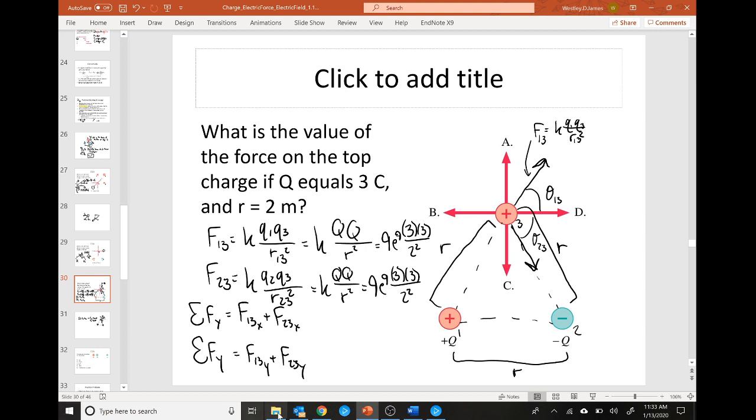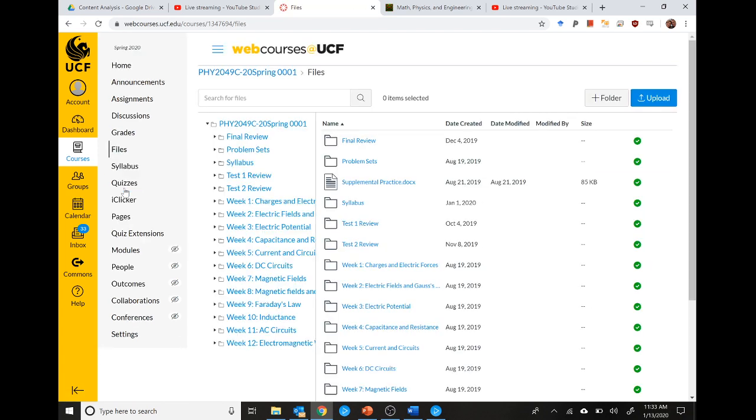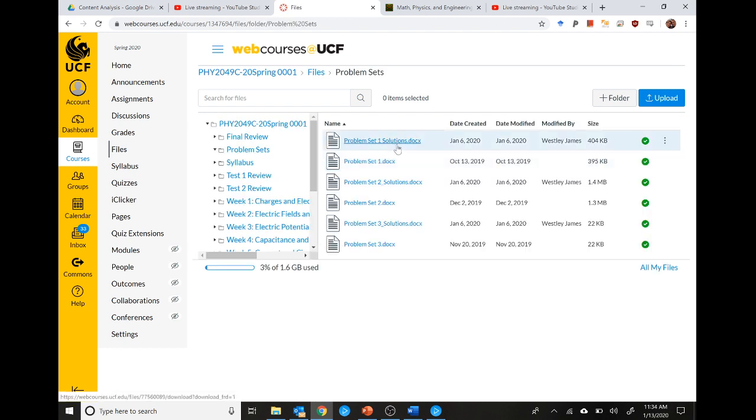So as a reminder, I give you all this content with the PowerPoints, but as far as studying is concerned, as far as checking to make certain you're learning what you're supposed to be learning, there are these problem sets found in web courses in the Files tab. Problem set 1 has the solutions, and my solutions are just the numerical answer, because I want you to actually go through the problems.